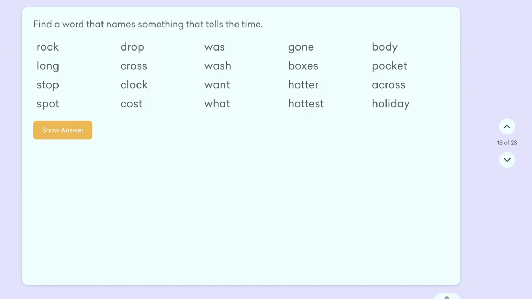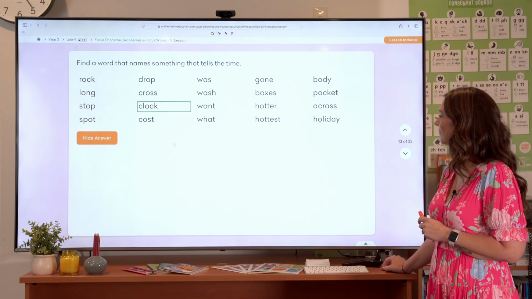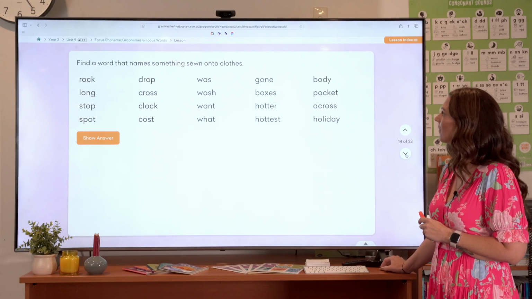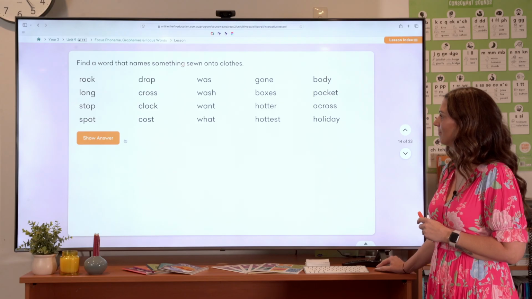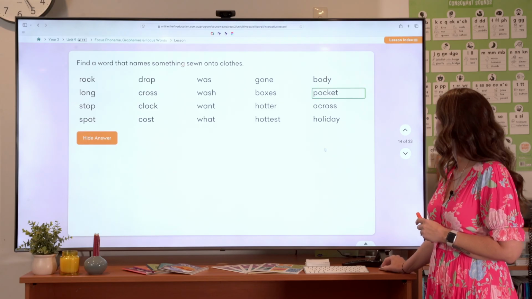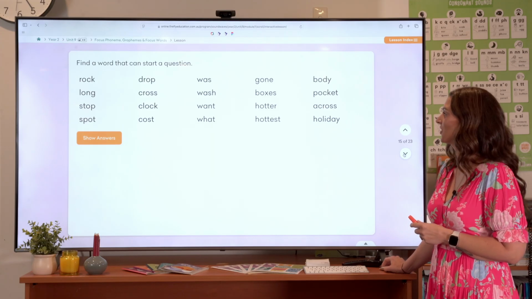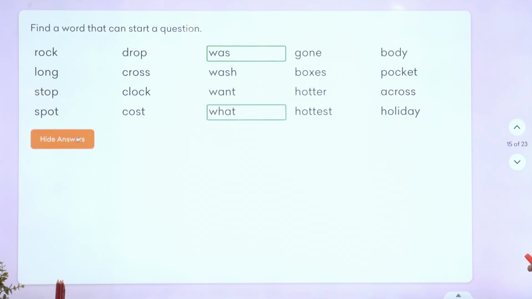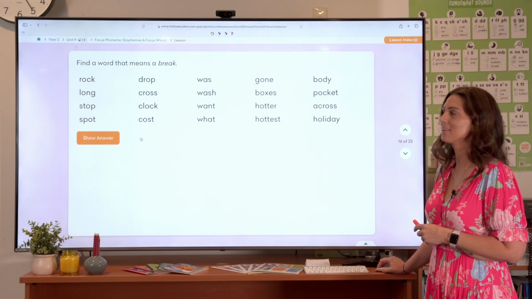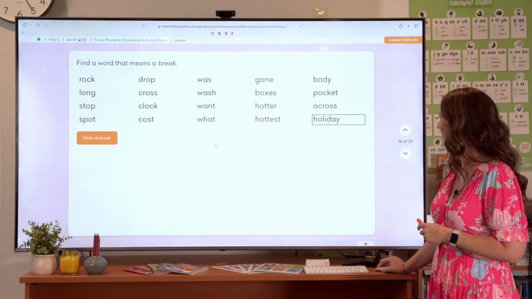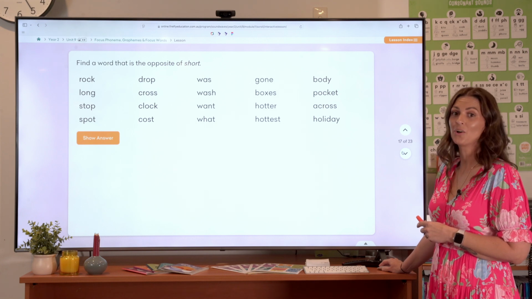Find a word that names something that tells the time. Find a word that names something sewn into clothes. Find a word that can start a question. Find a word that means a break. Find a word that is the opposite of short.